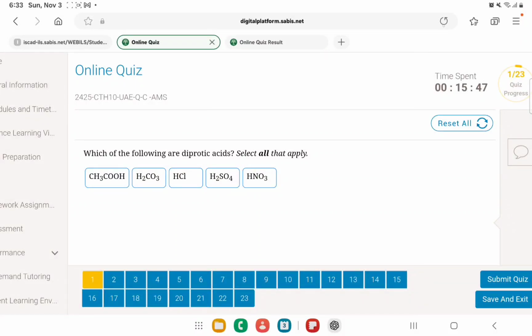Hi guys, so today I'll be explaining the Chemistry Week 11 AMS quiz. And it's really easy, there's some past material and just a few things you need to memorize.